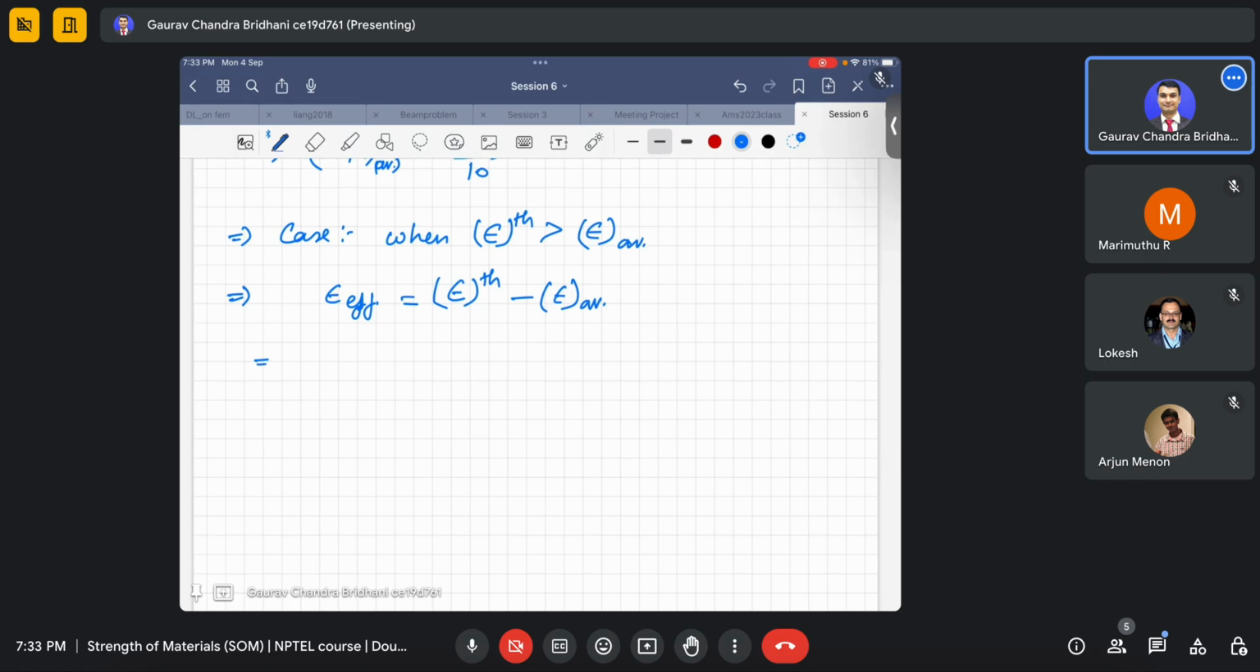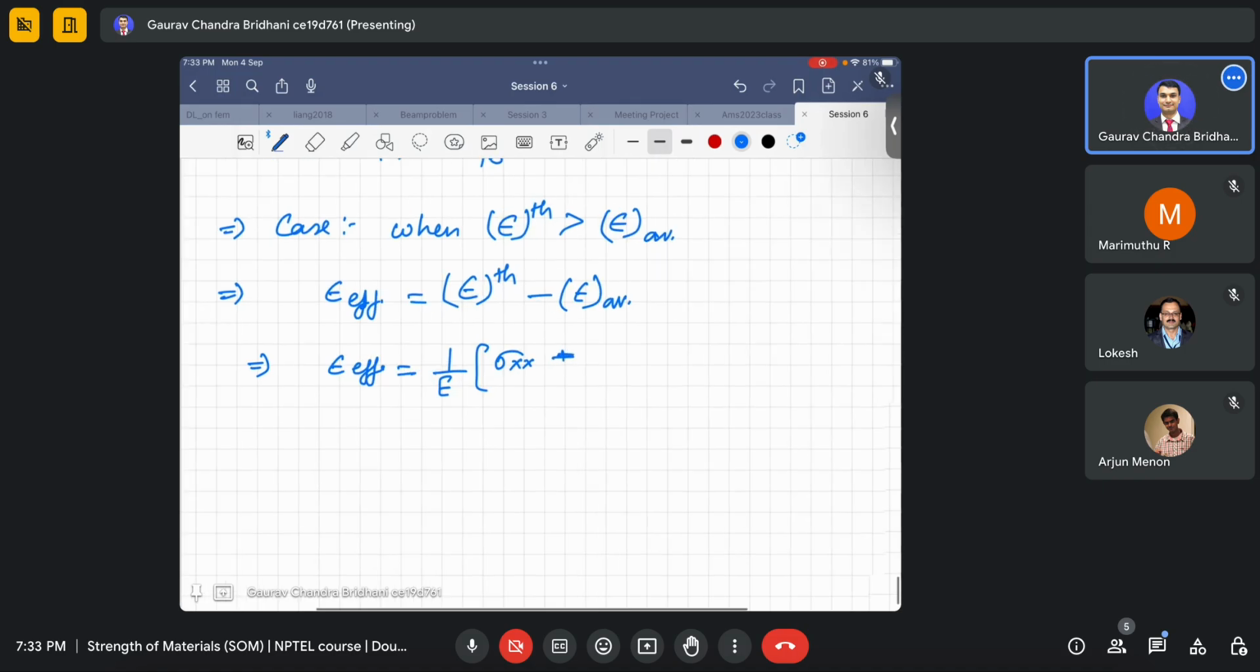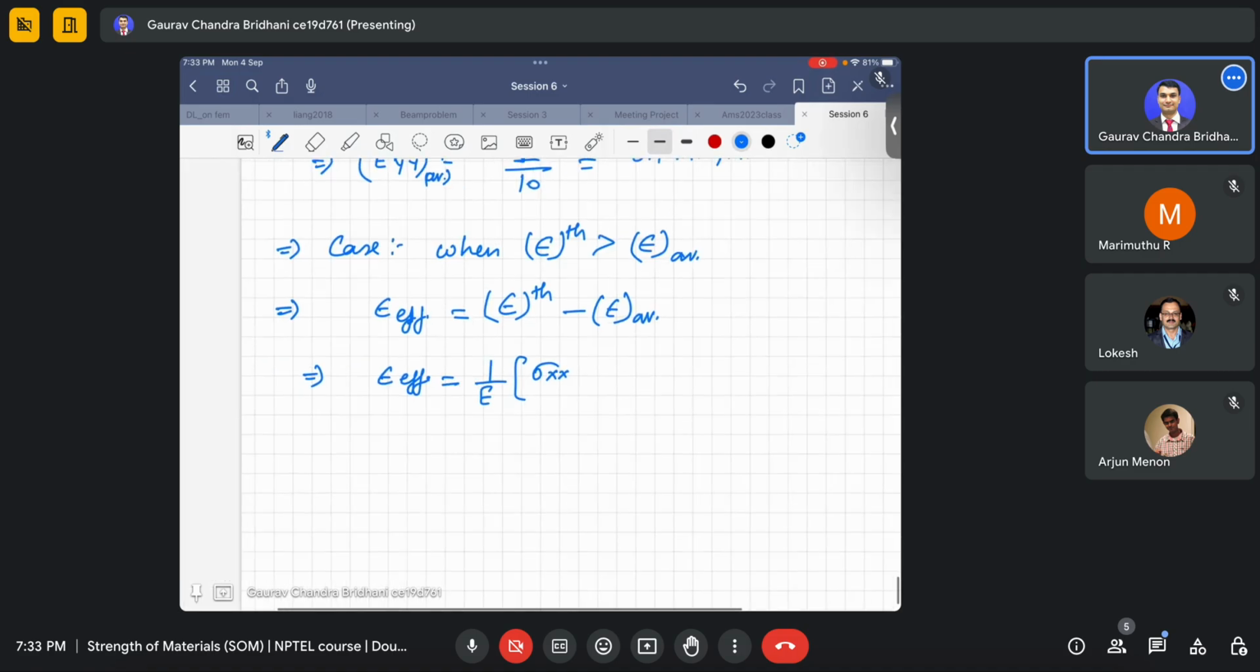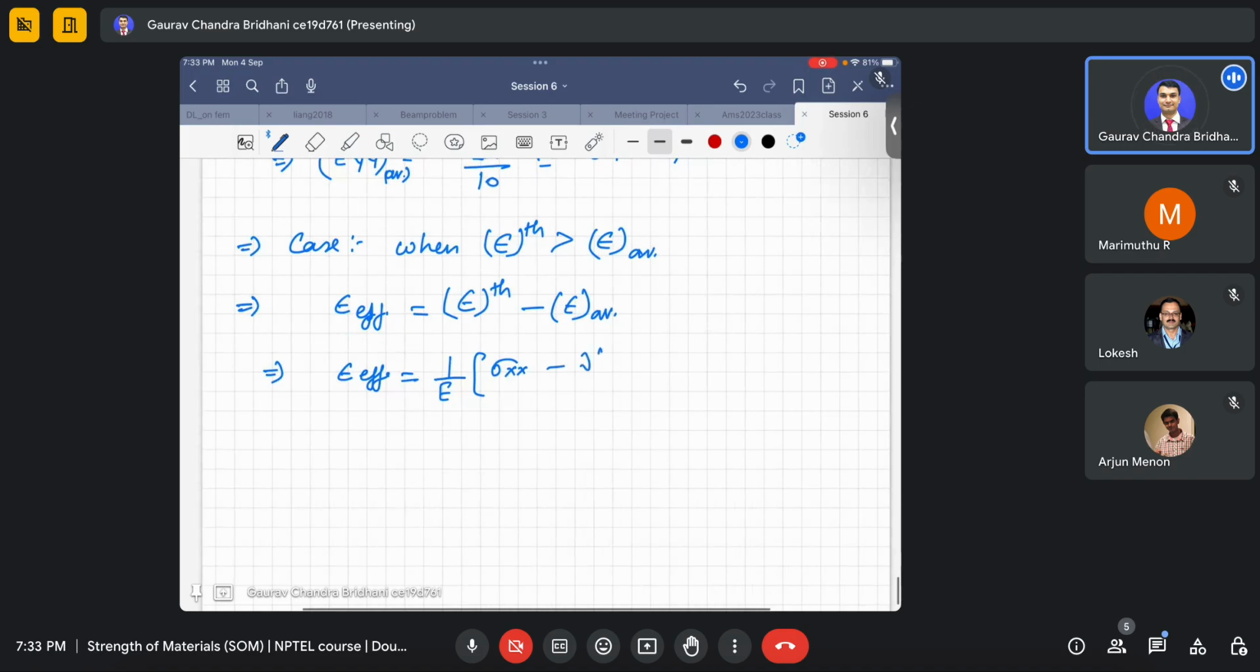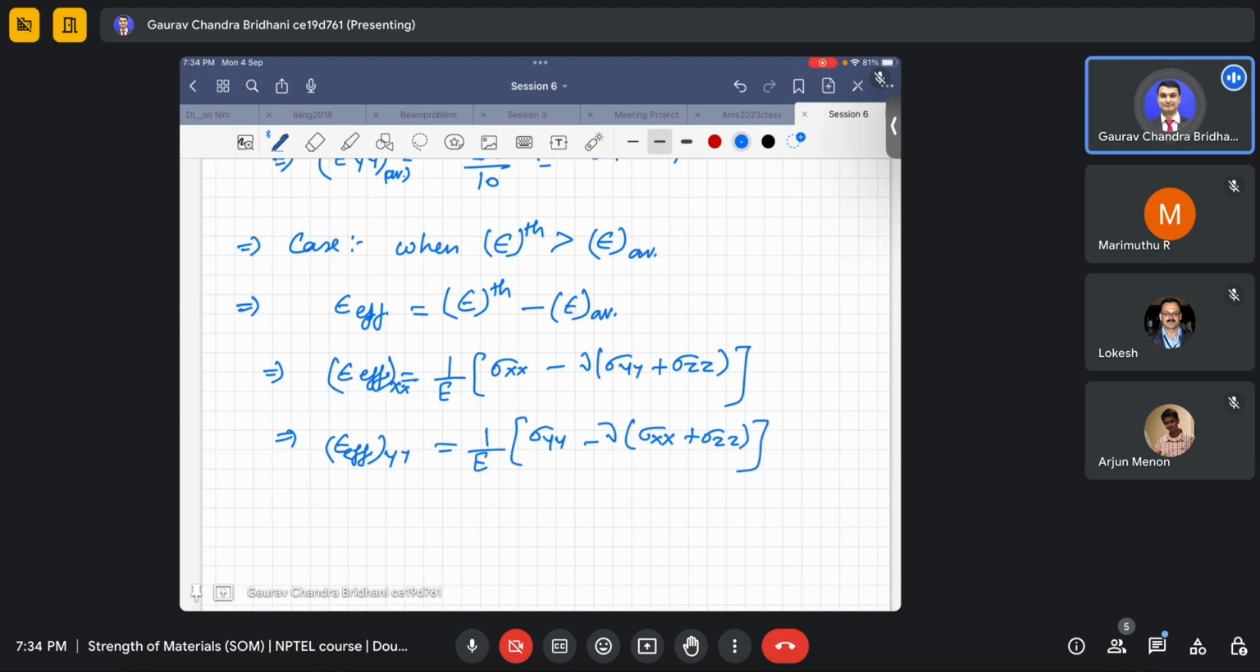This way we get the effective strain, and from there, epsilon effective, what can I find? I can equate this to 1 upon E times sigma xx minus mu times sigma yy plus sigma zz. So this will be epsilon effective of xx. Then we'll have epsilon effective in the other direction also, yy: 1 upon E times sigma yy minus nu times sigma xx plus sigma zz. As you know, for this case sigma zz won't be there, because I told you there is no restriction in the z direction, so sigma zz will always be 0. So we can just remove sigma zz.